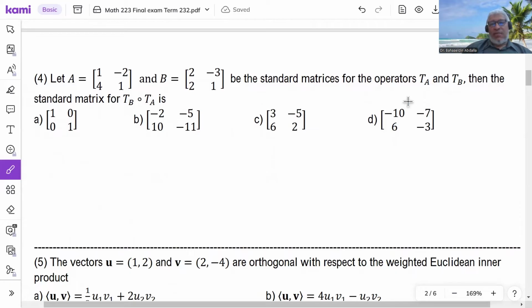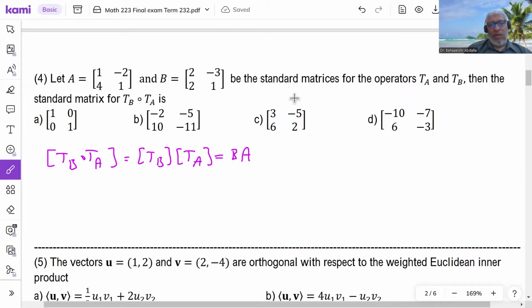These are the standard matrices for the operators TA and TB. Then the standard matrix of TB circle TA is equal to the standard matrix of TB times the standard matrix of TA. So it is B times A. A is the standard matrix of TA, and B is the standard matrix of TB. So I need to multiply B times A.